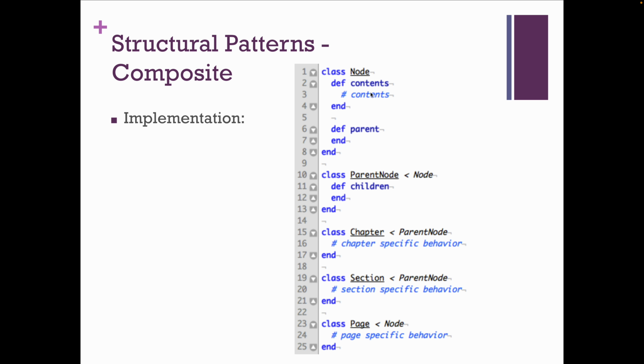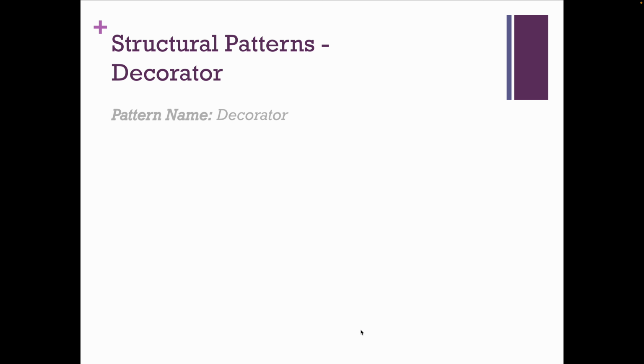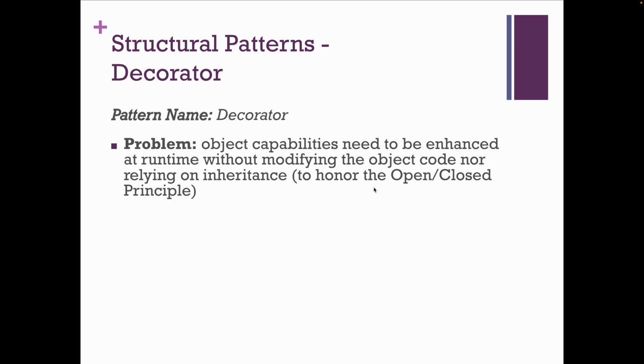That's how you implement it. You have a node, you have a parent node, which is also a node, but it's basically a composition where it also has children that are nodes. And then you can have different kinds of it: chapter, section, page. Basically, a chapter can only include sections. The implementation would have a bit of logic that would ensure that, and sections can only have pages.